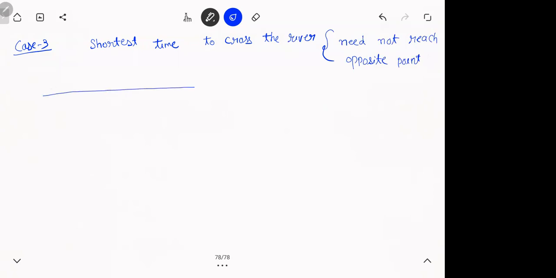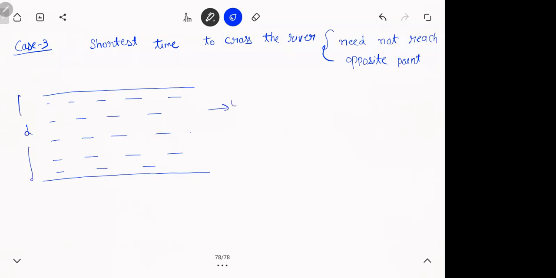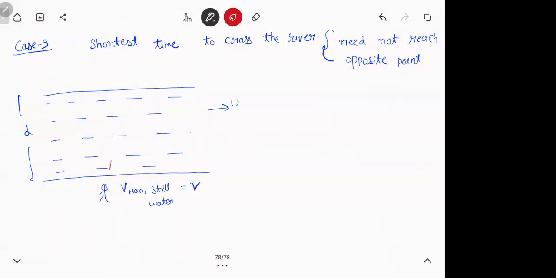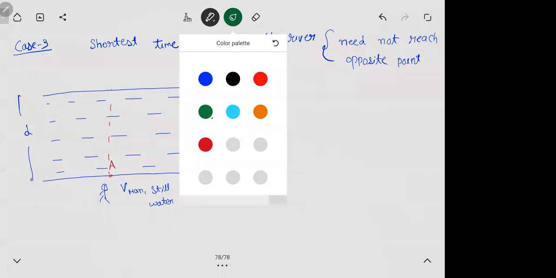So let's say this is D. The river is going with you and the man is swimming with V. So how do we start? As usual, every time the same thing. So this is A. So let the man start with the angle theta.